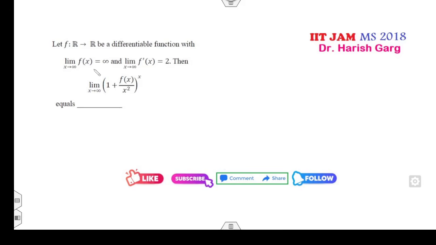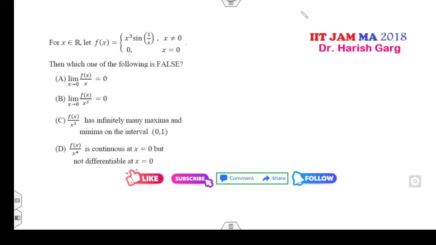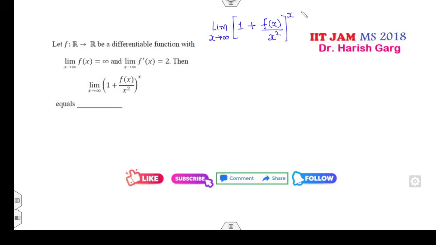Okay, look at the next one. Limit x approaches infinity of (1 + f(x)/x²) raised to power x. So when you take the limit, f(x)/x² is infinity divided by infinity, so I can apply L'Hopital's rule. That is f' over 2x, f' is 2, so that will go to 0. So the answer will be 1 plus 0 raised to power infinity.